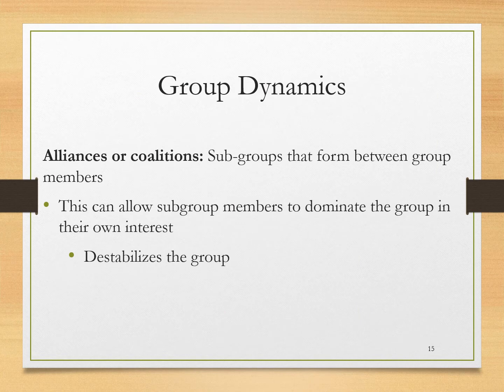Another element to group dynamics are alliances or coalitions. This is a closely related concept to a clique, but it can be slightly different. These are subgroups that form between group members. So these can allow subgroup members to start to dominate the group in their own interests. This can be kind of an innocent social clique type situation where it is purely, these are the people I want to hang out with. Or it absolutely can take on that sort of reality TV element of, I want to control this work situation.